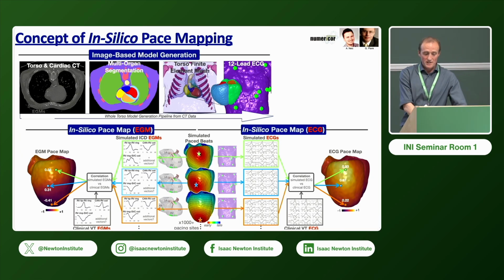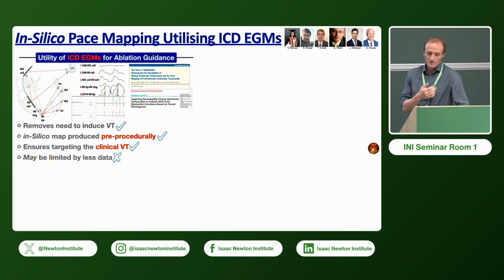So the idea here is to do exactly the same as we're doing with the ECG approach, but instead of simulating ECGs, we're just trying to simulate the EGMs that would be associated with that VT that the device would detect. And then we correlate it, instead of with the 12-lead, with the recording from the device EGM. And again, we just reconstruct the pace map in a similar way.